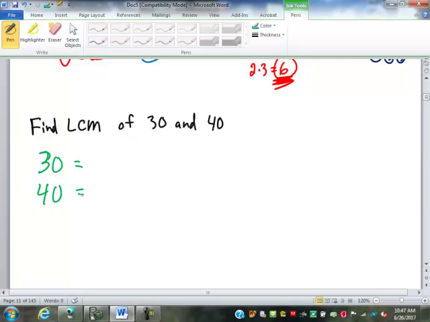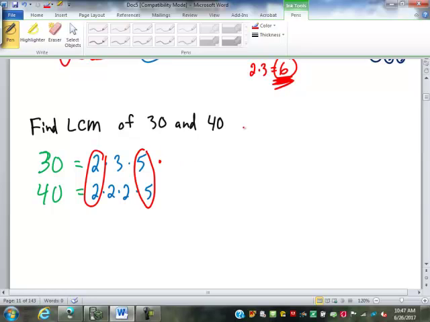So what are the factors of 30? 3, 2, and 5. 2 times 3 times 5, yes. Well, how about 40? 2 times 4 times 5. 4 can be split into 2 times 2, right? That's right. So 2 times 2 times 2 times 5. So what they have in common is a 2 and a 5.